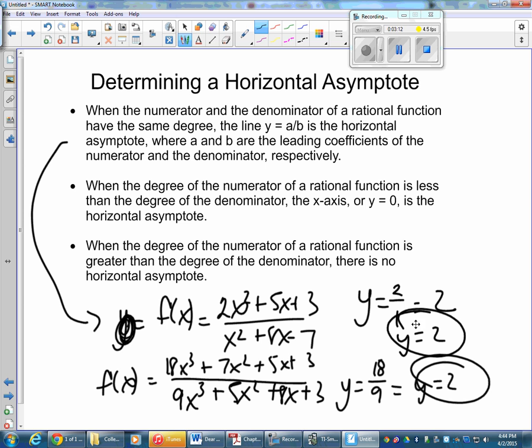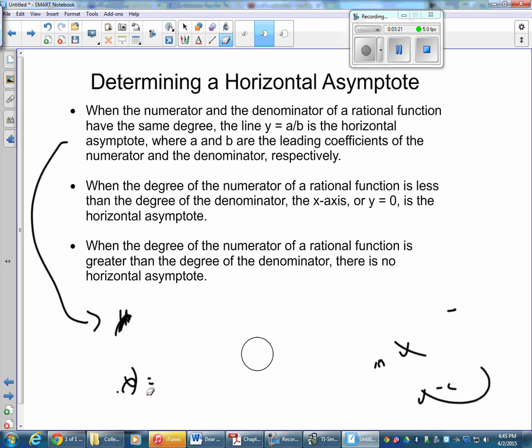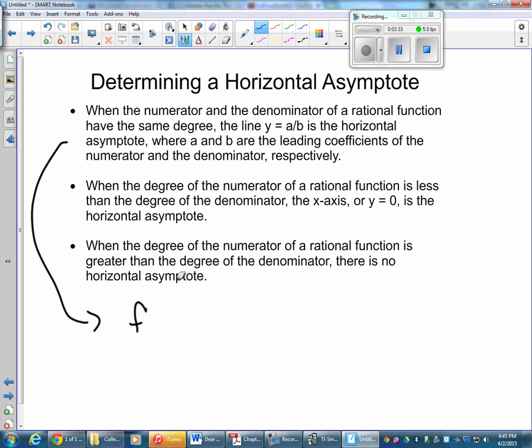It's not always y equals 2. I know that was probably a bad choice for me because I picked things that were both 2. Let me pick one that's not right quick so you know it doesn't have to always be 2. If you look at the examples that we did the other day, you'll see some that were not 2. But let's say I were to have f of x equals 5x minus 7 on the top and 2x minus 3 on the bottom. These have the same degree, so it would just be y equals 5 halves. That would be my horizontal asymptote. And that's when the numerator and the denominator have the same degree.